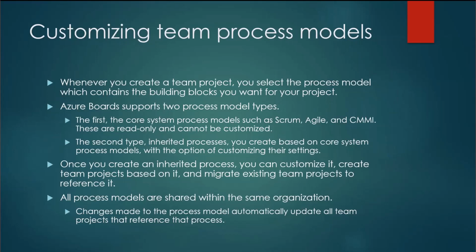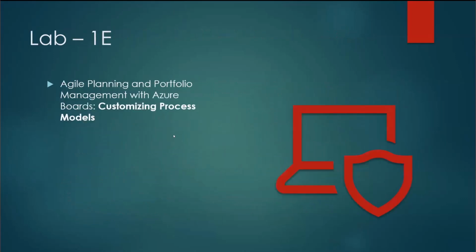The second type, inherited processes, you create based on core system process models with the option of customizing their settings. Once you create an inherited process, you can customize it, create team projects based on it, and migrate existing team projects to reference it. All process models are shared within the same organization. So when changes are made to the process model, they are automatically updated across all team projects that reference that process. So let us head to lab 1E, customizing process models.